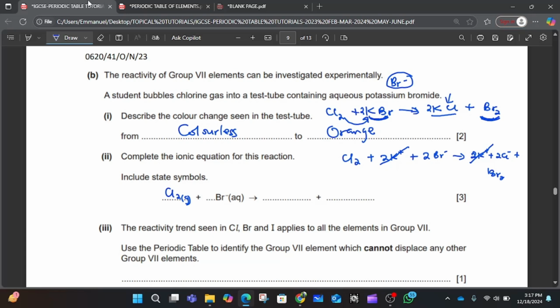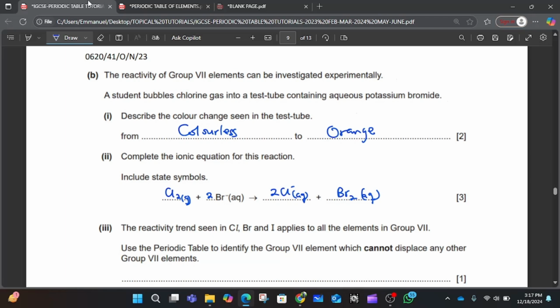So that is the spectator ion. So we need to cancel 2K+ out of this equation. That will give us the ionic equation. And if you look at this, you can see that that's 2 moles. It's aqueous. Then we have 2Cl-, which is also aqueous, plus Br2. And this must also be aqueous.